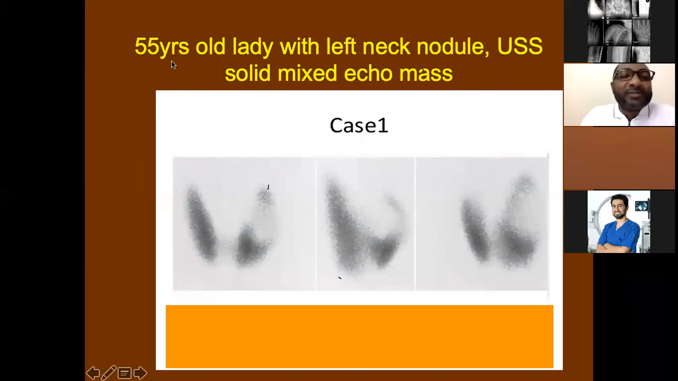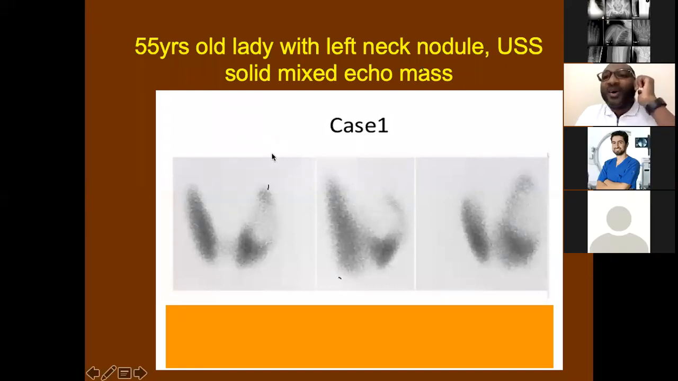Okay. So first case is a 55-year-old. Dr. Isam Hashim, please go ahead. Dr. Isam, you are with Dr. Jawa. Hello, thank you very much, Dr. Jawa. Okay, this is a 55-year-old lady with a left neck nodule. The ultrasound shows a solid mixed echogenic mass. These are 3 images of thyroid scintigraphy using technetium pertechnetate, frontal and 2 obliques, showing a large area of low uptake, almost a cold area, in the left upper thyroid pole.